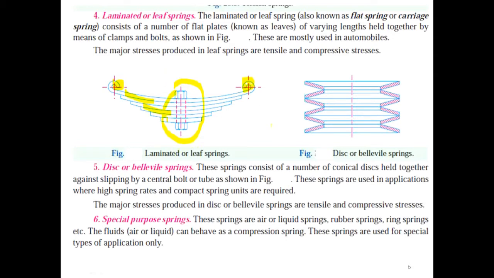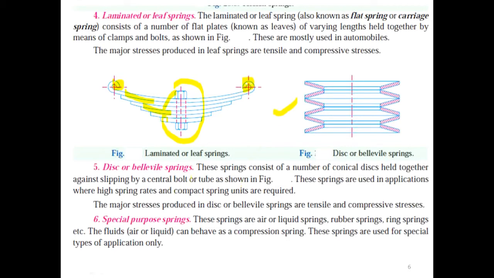Then the disc or valve springs. This spring consists of a number of conical discs held together against slipping by a central bolt or tube. These springs are used in applications where a high spring rate and compact spring units are required. The major stresses produced in this valve spring are tensile and compressive stresses.